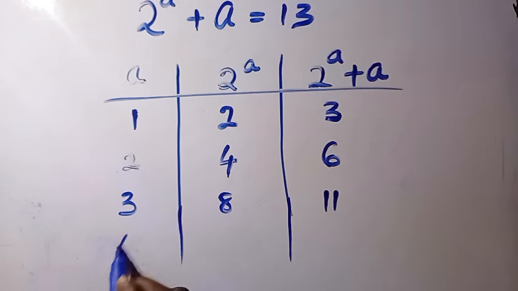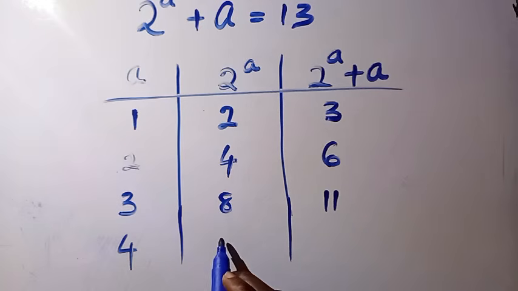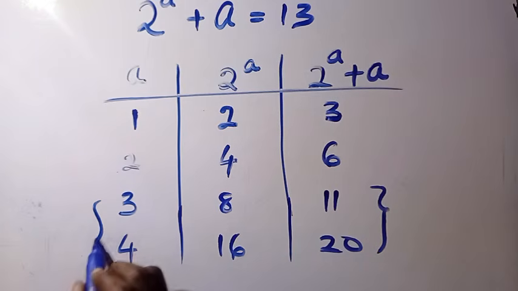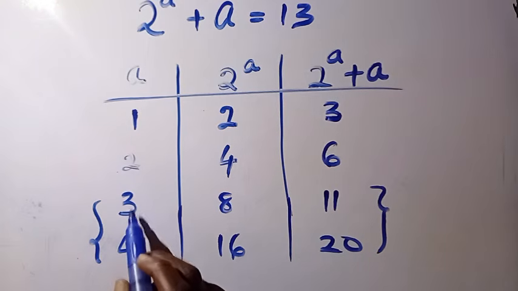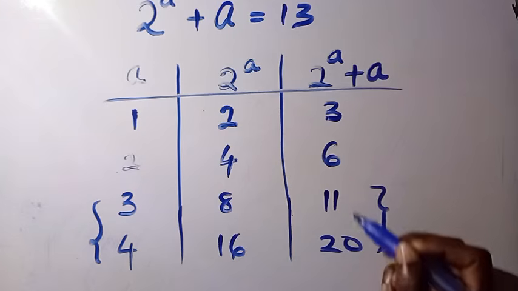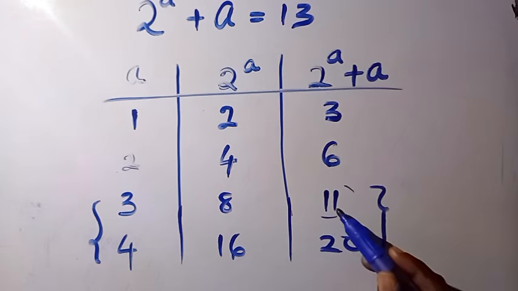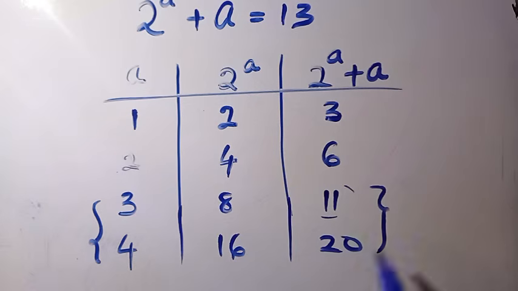And if I test for when a equals 4, we have 2^4, that is 16. 4 + 16 gives us 20. This is greater than 13. But looking at these two values, 3 and 4, they are very close. This 11 is much closer, and this 20 is much farther and more than 13. And so we have to get the value between 3 and 4.